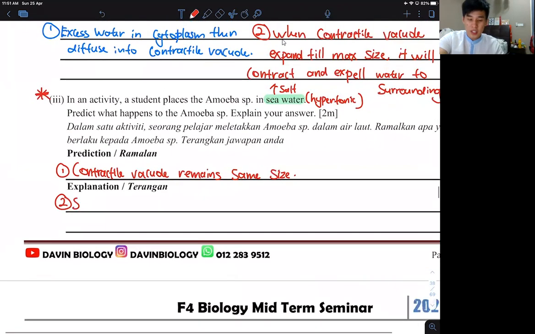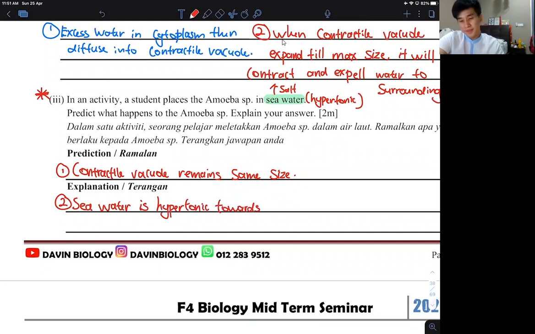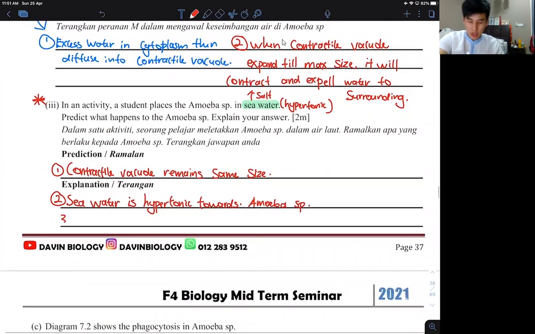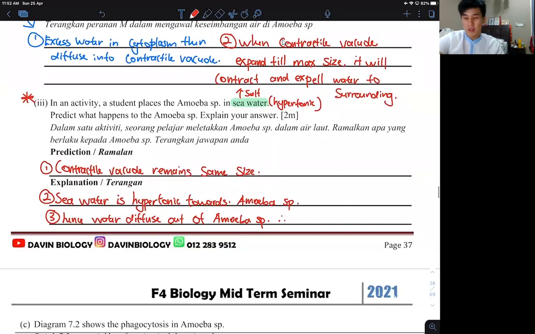So explanation, like I say, because the seawater is hypertonic towards the amoeba, hence water diffuses out of the amoeba. And therefore, you can say no excess water diffuses into the contractile vacuole.